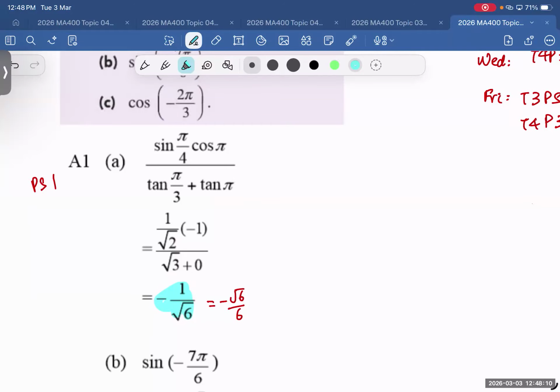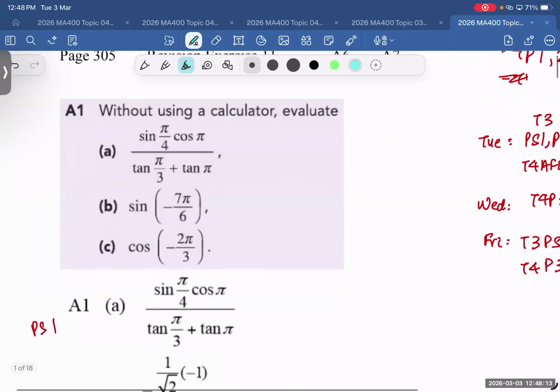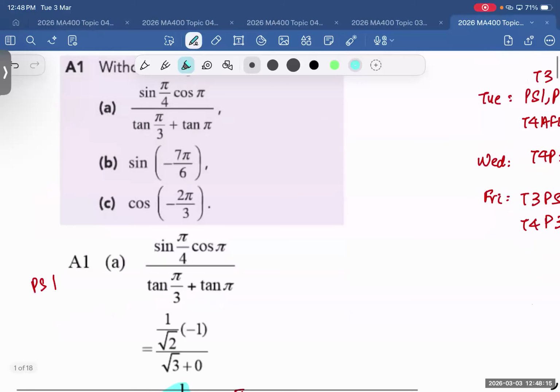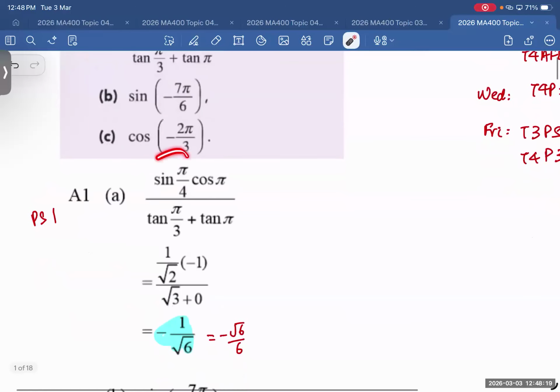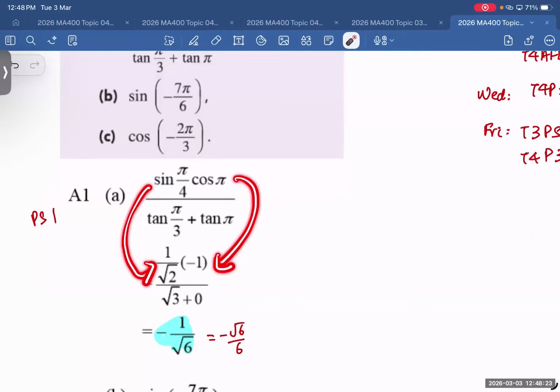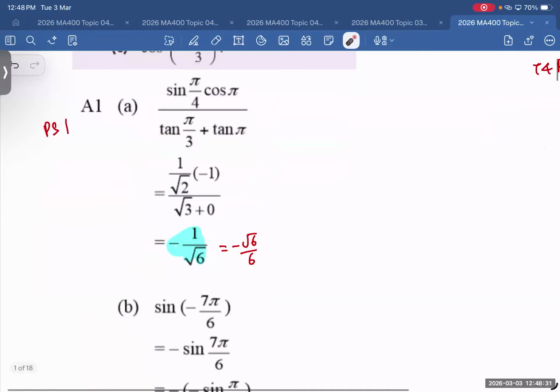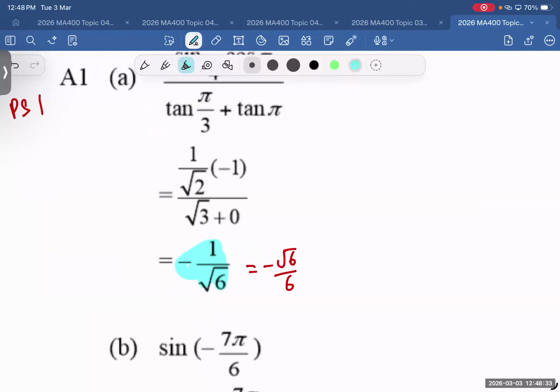All go. Okay. You know where you went wrong? Don't know. Let's see. Sine pi over 4, cosine pi. Can you check for sine pi over 4? Do you get 1 over square root 2? Cosine pi, is it -1? Tangent pi over 3, is it square root 3? Tangent pi, is it 0? All 4 correct. So you should have -1 over square root 2 on top, square root 3 below.